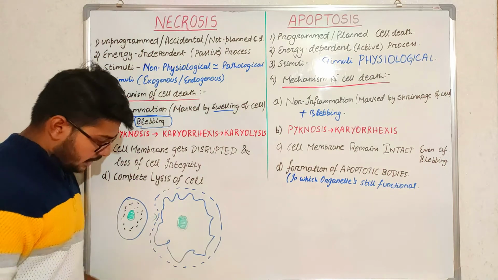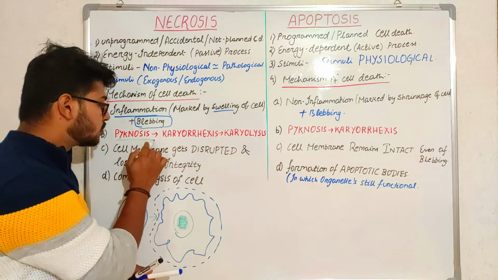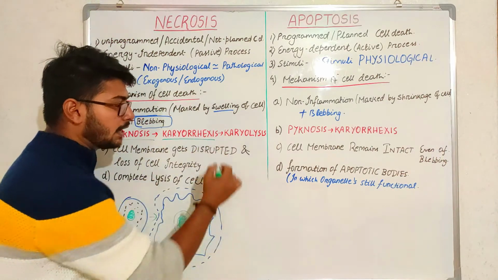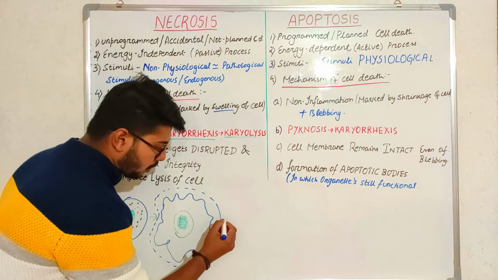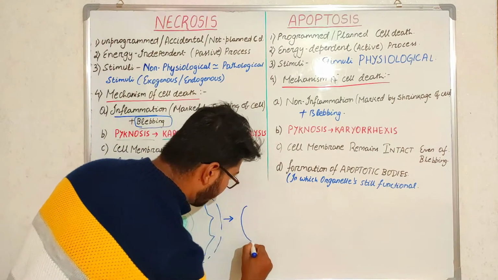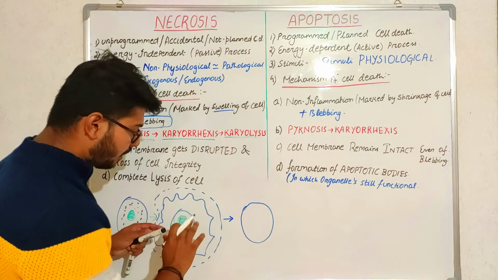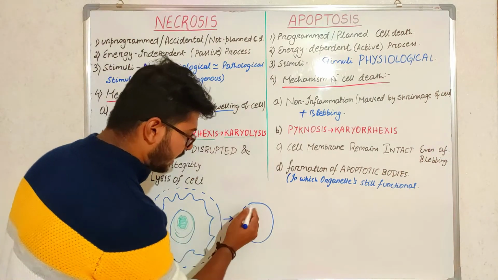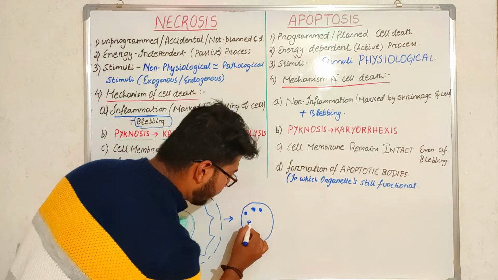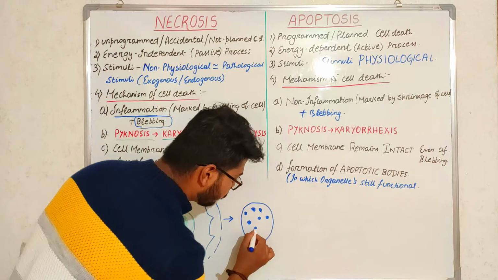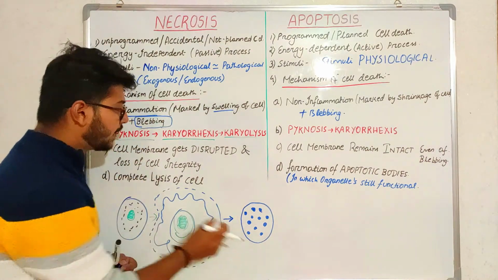What happens next is that the nucleus undergoes certain changes. First it goes through pycnosis, then karyorrhexis, and then karyolysis. What do I mean by these three terms? First comes pycnosis. If this is the nucleus, the nuclear materials are present in a scattered manner. The nuclear material will condense to a region. Dot-like structures will be formed inside the nucleus or nucleoplasm. This is known as pycnosis, condensation of the nucleus.